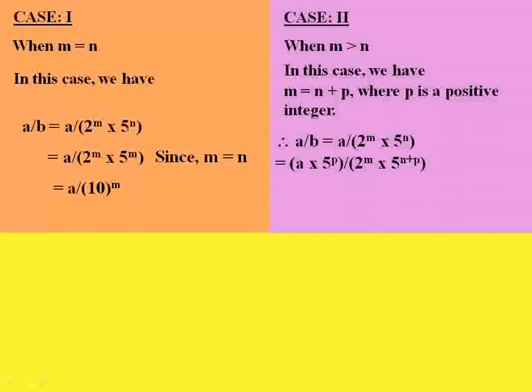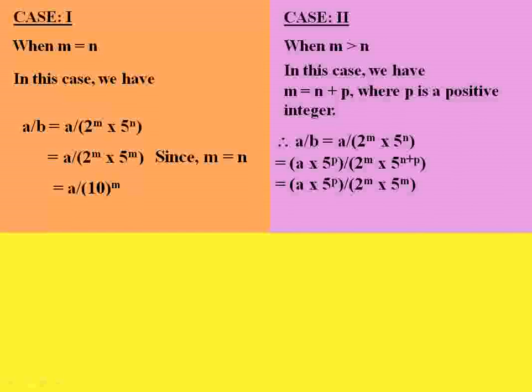Multiplying the numerator and denominator by a term 5 to the power of p, we get a by b is equal to a into 5 to the power of p divided by 2 to the power of m into 5 to the power of n plus p. We get 5 to the power of n plus p by the rules of exponents, that 5 to the power of n into 5 to the power of p is equal to 5 to the power of n plus p.